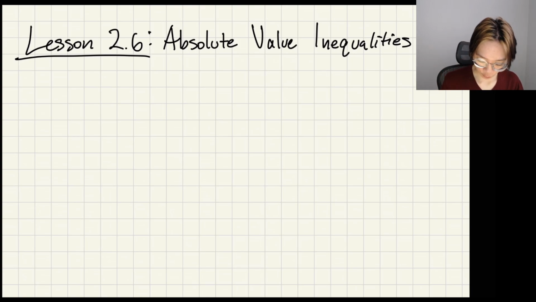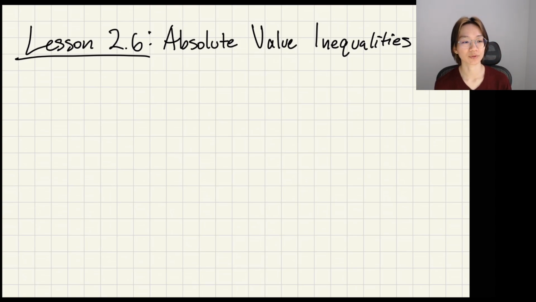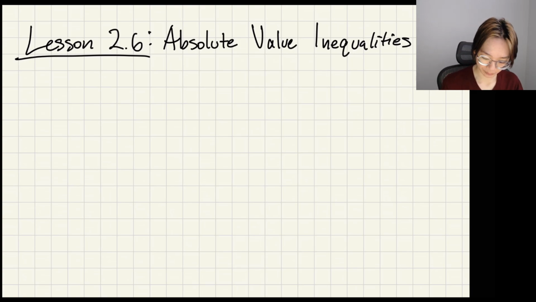All right, lesson 2.6, absolute value inequalities. If you understood compound inequalities pretty well, the lesson before, absolute value inequalities is just going to be combining that plus absolute value equations that we've learned about before. If you want a refresher on that, that's back in chapter 1. I have a video on that, I'm pretty sure. So go forth and watch that if you want a refresher.